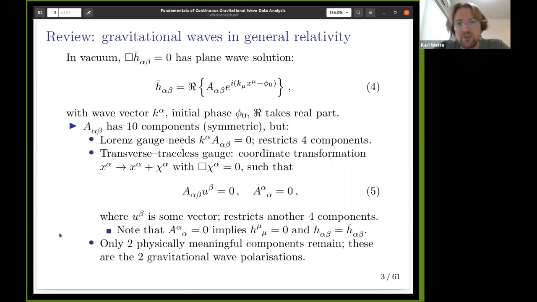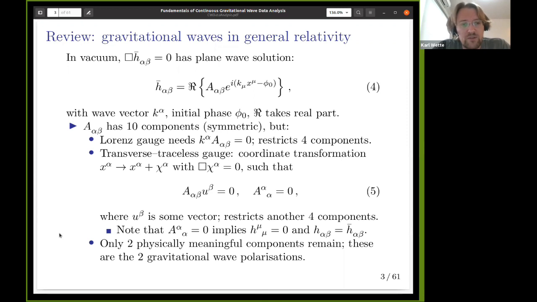Now it's interesting to look at this matrix of components A to see what that has. It's a symmetric 4-dimensional tensor-like object, so it has 10 components. But the coordinates that we're using actually place some restrictions on that. First of all, the Lorentz gauge itself implies a condition that when we contract A with this wave vector k over one of the indices, we get 0. So that's 4 equations, which then restrict 4 components of A.